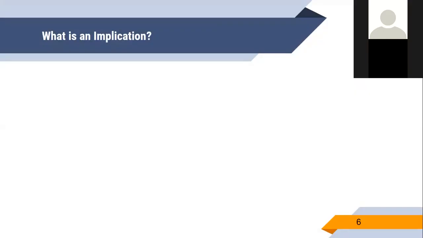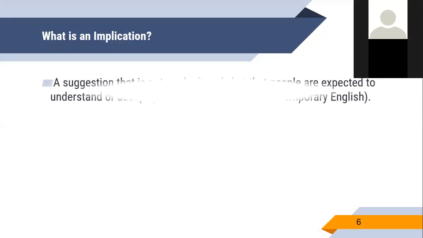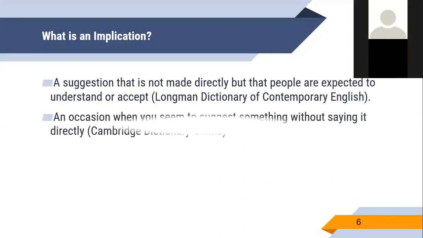But first I would like to discuss what an implication is. Basically speaking, or in very simple words, an implication is saying something without really saying it, saying something without using explicit words. Here we have two different definitions of what an implication is. There is one by the Longman Dictionary of Contemporary English, and another one from the Cambridge Dictionary Online. So it's something you suggest but without putting it in words.